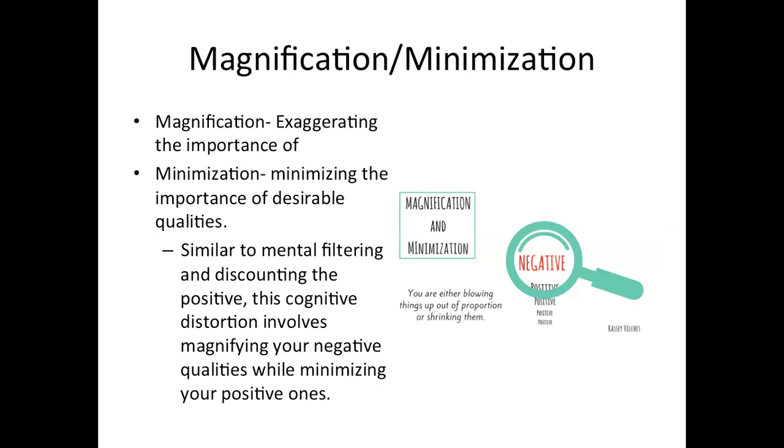Magnification is when you amplify or blow out of proportion the importance of something. Minimization is when you ignore or lower the value of important aspects. So typically, magnification happens in therapy where a person is magnifying the negative or their undesirable traits, whereas with minimization, they tend to discount their desirable qualities. You can see this is very similar to the mental filter and discounting the positive, because what you're doing is selectively choosing information that's self-critical or harmful to you while ignoring the rest.